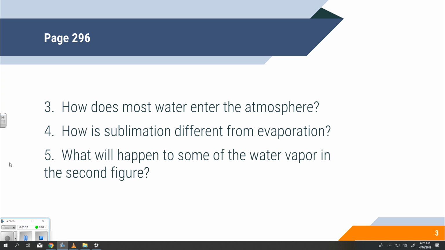Evaporation and sublimation. Highlight, most water enters the atmosphere through evaporation. The oceans near the equator receive a lot of solar energy. Therefore, a lot of water in those oceans evaporates into the atmosphere. Most of the water vapor in the atmosphere comes from the oceans.